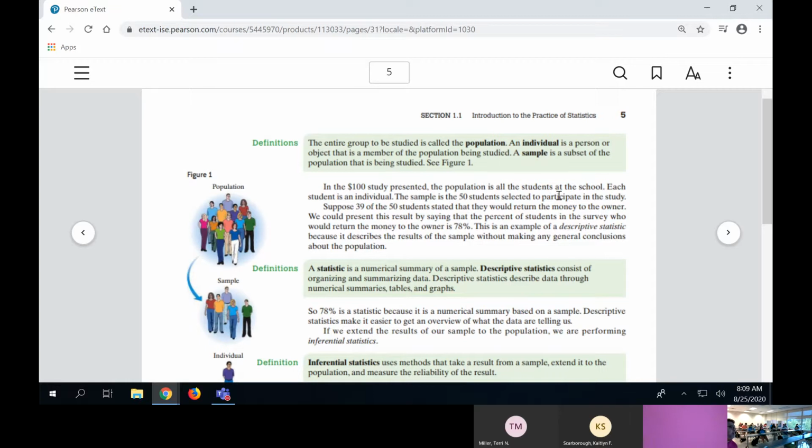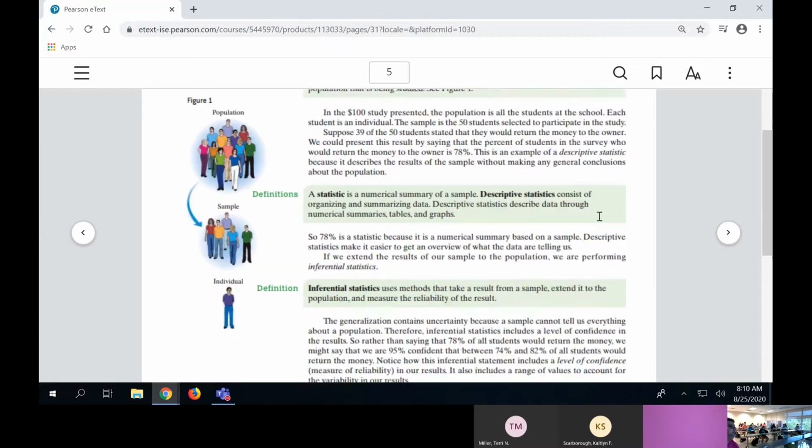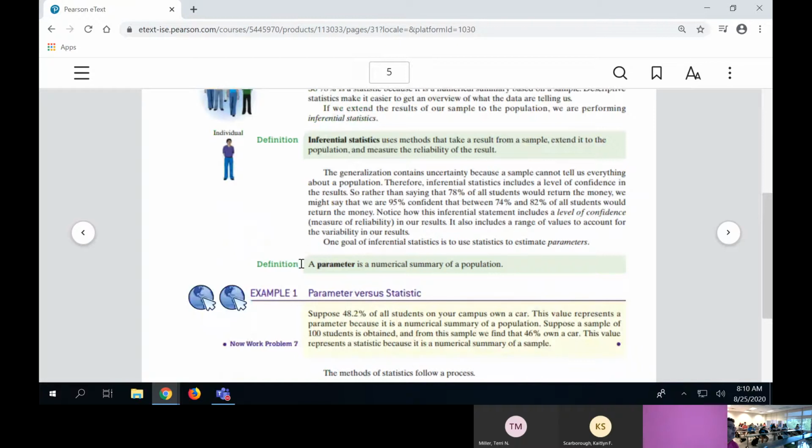In just a minute, you're going to be given parameter, but it's going to be way outside. I don't know why they didn't put it up there at the top with the sample subset and all that. I don't know why they didn't put it there or put it below statistic. But then they go into inferential and descriptive, and then they say parameter. So I don't understand the reasoning there. There it is. A parameter is a numerical summary of a population, a variable used for the population.